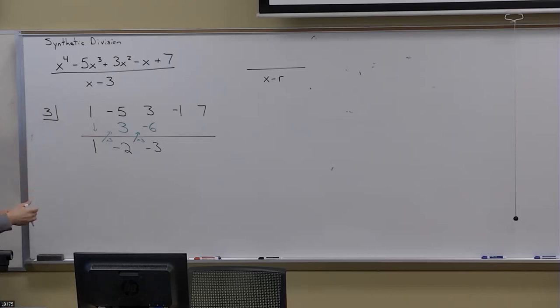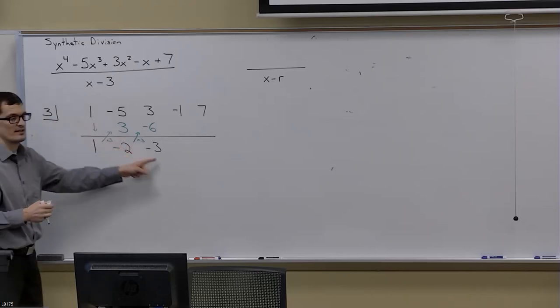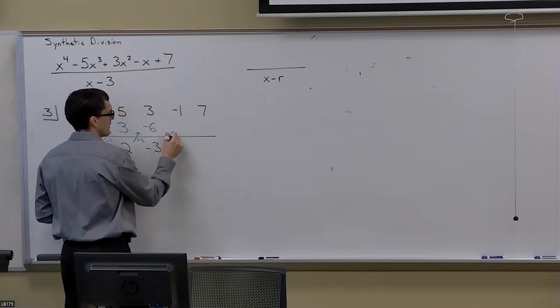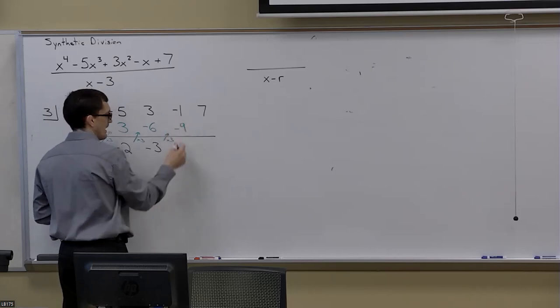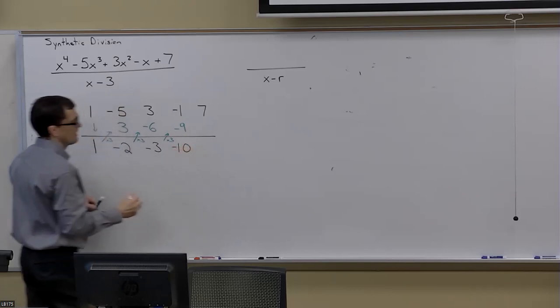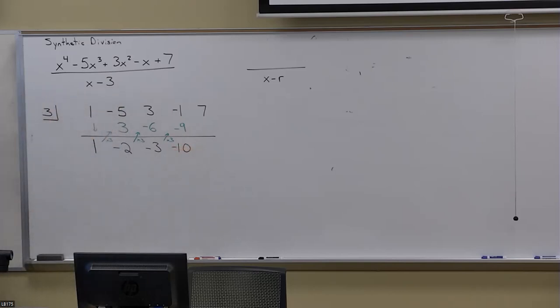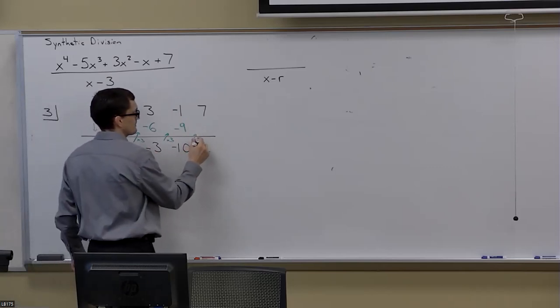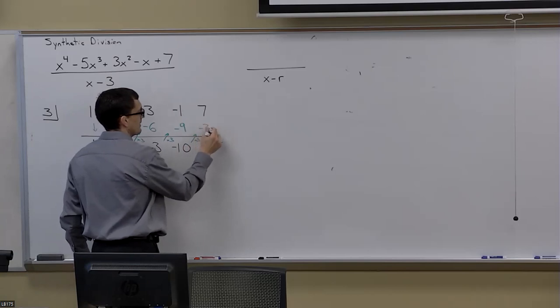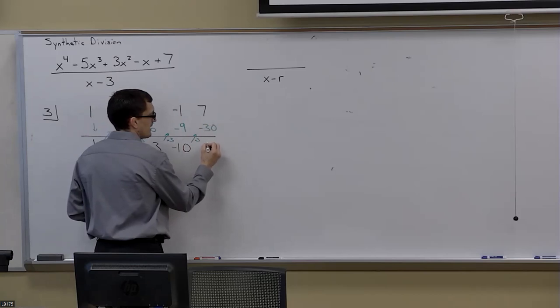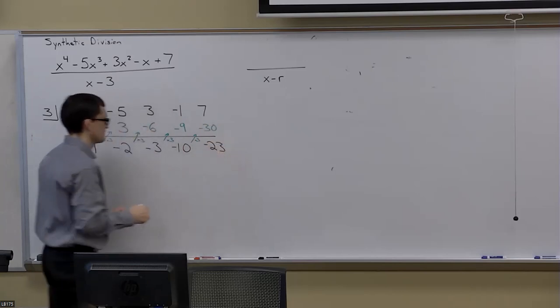Then I multiply by 3 again. 3 times -3 is -9. I add those. That gives me a -10. And then lastly, 3 times -10 gives me a -30. When I add those, I end up with -23.